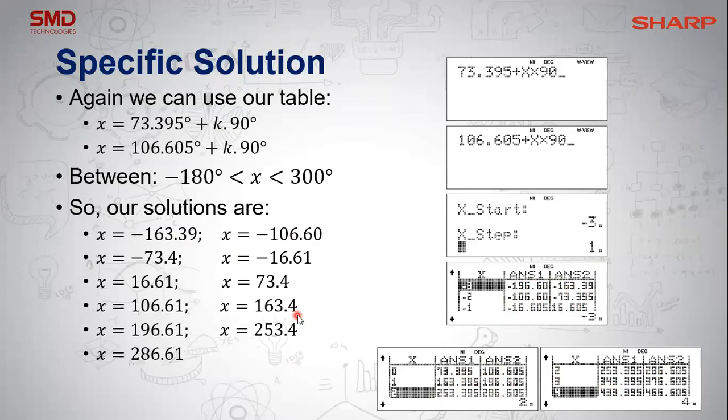So this one had a lot of specific solutions, whereas the previous one just had one. And that's just because our graph was packed really tightly into it.